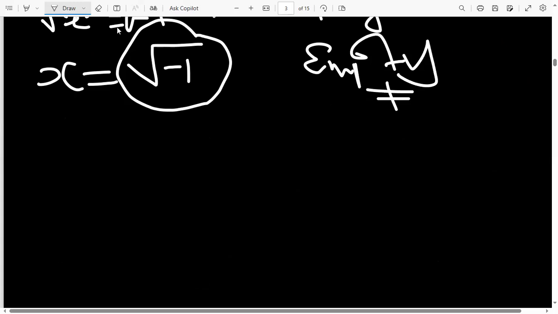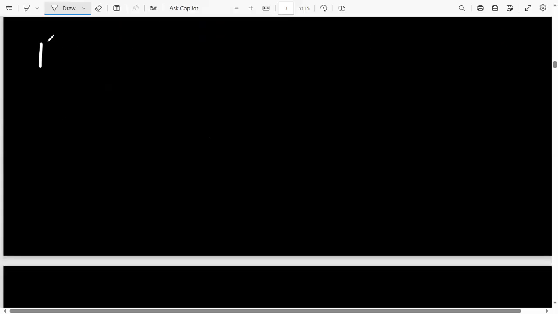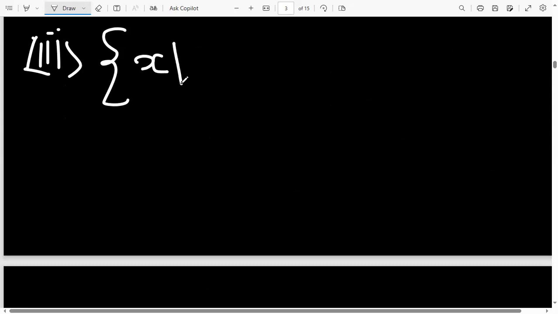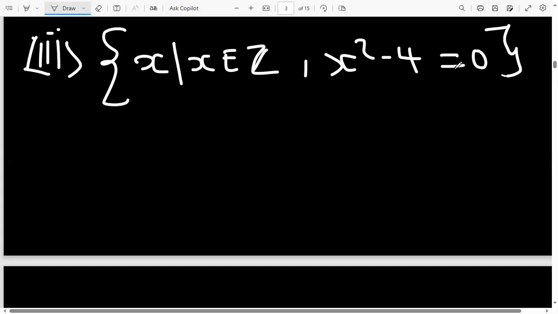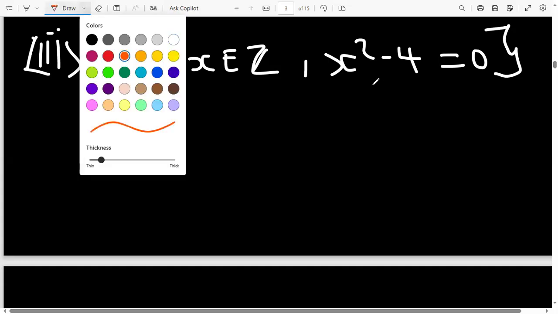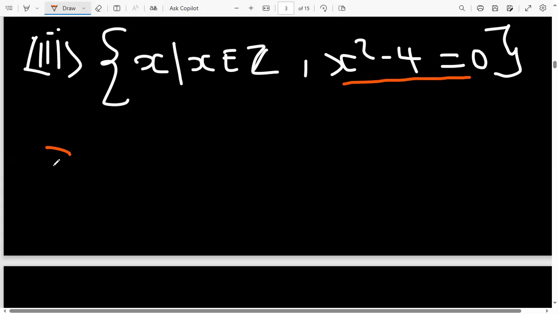Okay, and then number 3, let's categorize this set as empty or non-empty. On number 3, we have the set of all x such that x is a real integer and x squared minus 4 equals 0. How are we going to find the members of this set? We take this formula, equate it to 0 and solve for x. So x squared minus 4 equals 0.